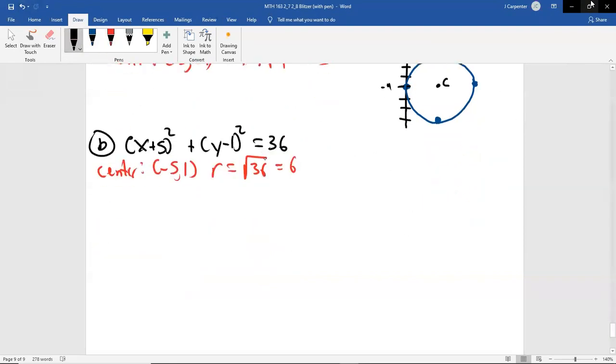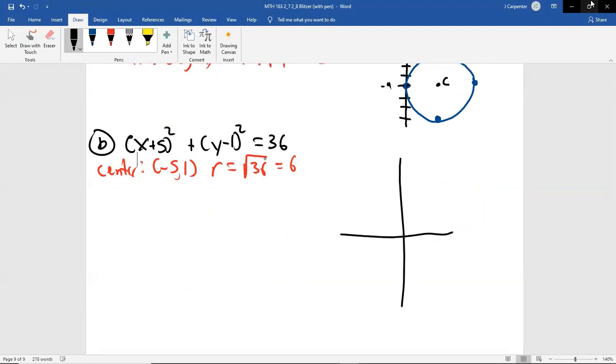-5, 1. I need a little more left-sided heavy graph. Is that going to be okay? Yeah, that should be good. All right, so -5, 1, 1, 2, 3, 4, 5. And I know I'm going to have to go left 6 from that, so I'm just going to mark the -5 and go another 6. -6, -7, -8, -9, -10, -11.